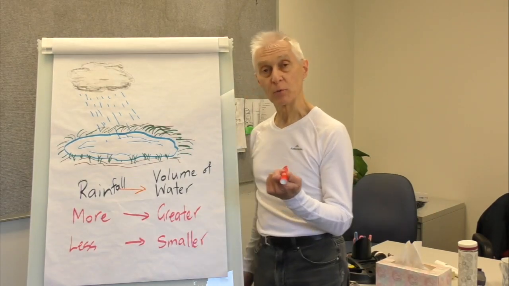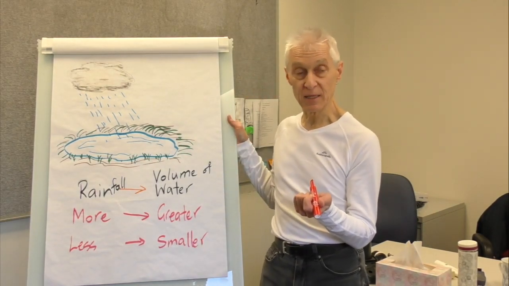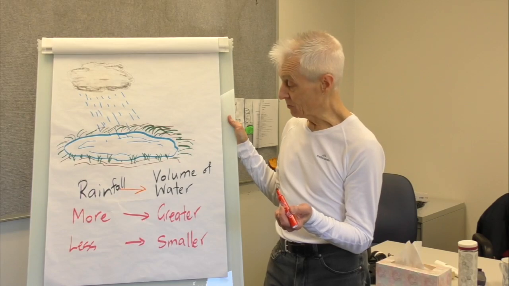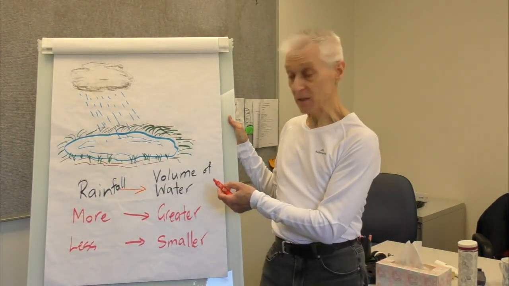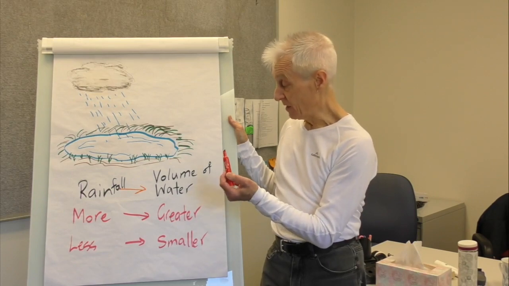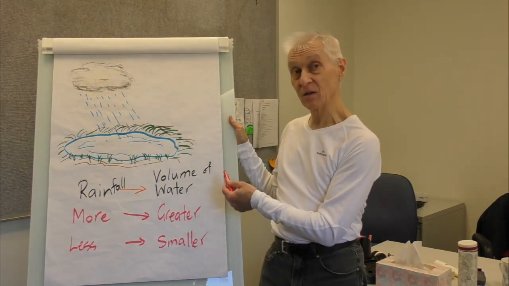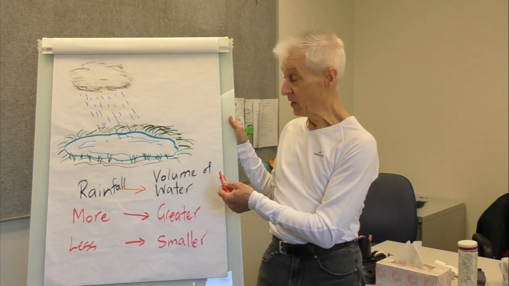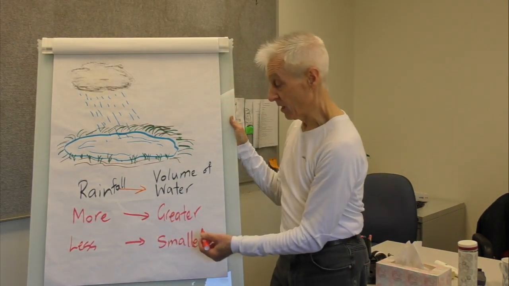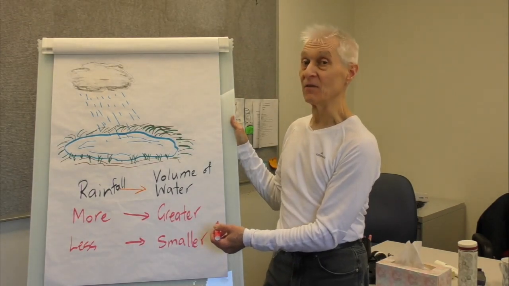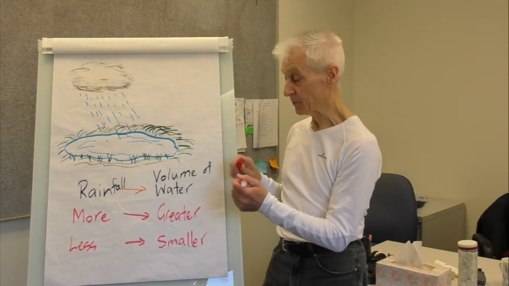Here's an interesting point. We could actually choose a different label here. We could in fact in this case say not the volume of the water but the increase in the volume of the water. So that would be another quantity here. So the less rain that falls, the less the increase in the volume of water.